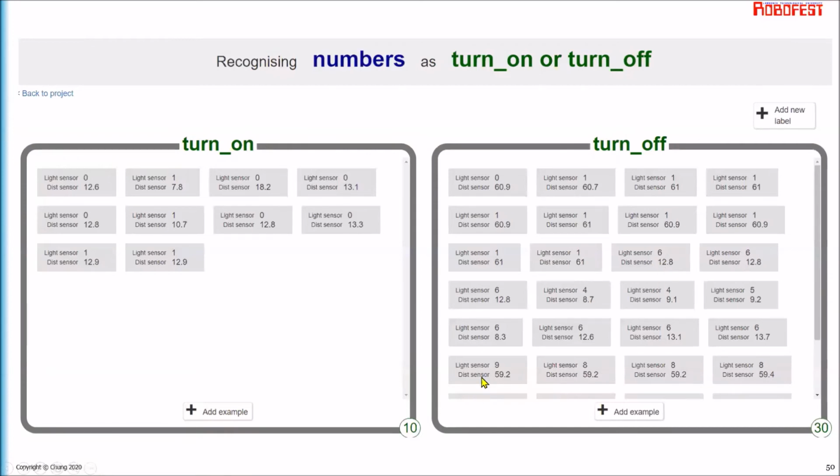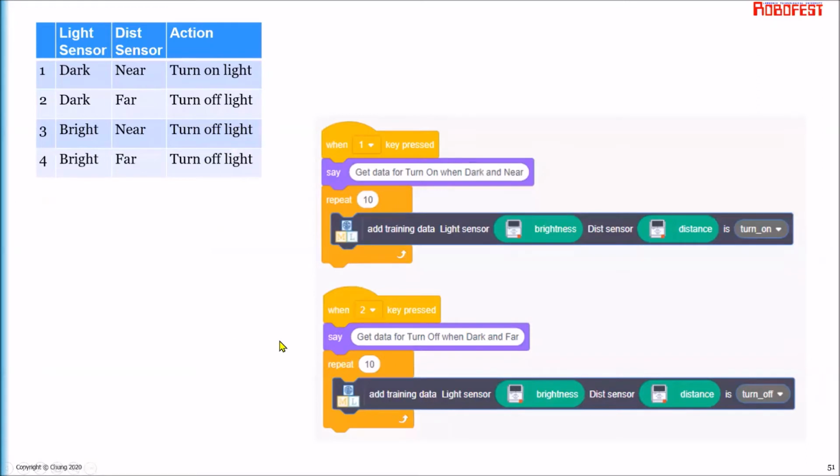The last case: the room was bright, no one was in the room. Don't need to turn on. That means those are the conditions for turn off. And this is the program to collect data automatically.